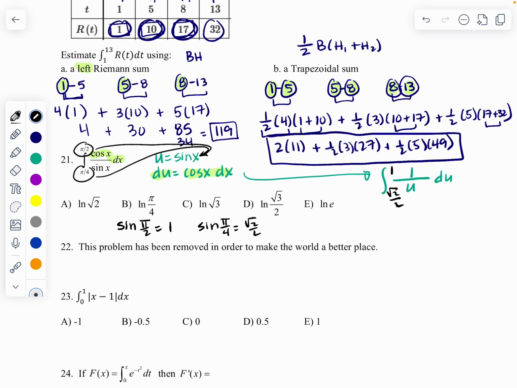Now let's actually integrate this thing. I know that the integral of 1 over u is the ln of absolute value of u, from radical 2 over 2 to 1. Plugging this in, that's going to be ln of 1 minus the ln of radical 2 over 2. Remember that ln of 1 is 0, so this is really just going to be negative ln of radical 2 over 2.